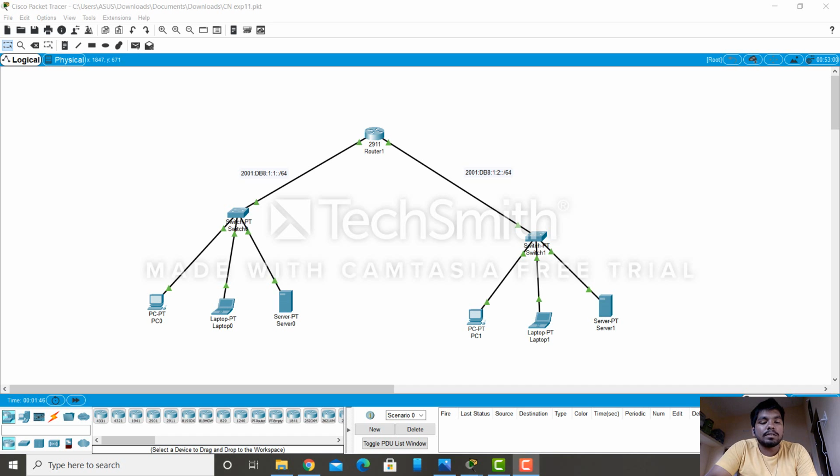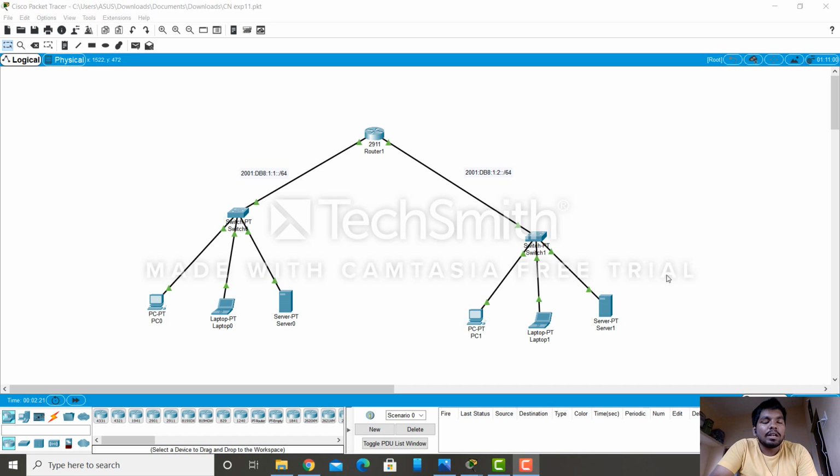The aim of this experiment is to design a network topology and configure IPv6 addresses using SLAAC on the routers and PCs, and test the connectivity between all the hosts in the LANs, meaning local area networks. The description of this experiment: first I need to explain about the IPv6 address.